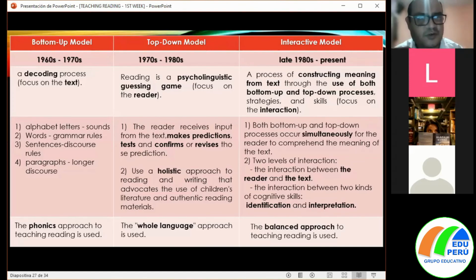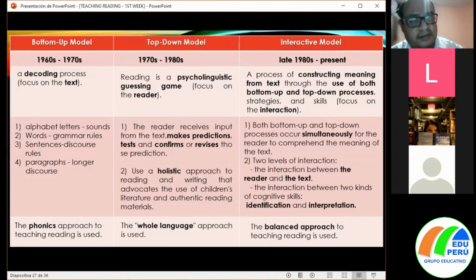Hasta aquí, ¿alguna duda sobre las teorías y los modelos? Any question? Acuérdense que estamos viendo estos tres modelos. Hemos visto primero tres teorías. Hemos visto la teoría tradicional, la teoría cognitiva y la teoría metacognitiva. La teoría tradicional está relacionada a este modelo, ¿no? El bottom-up.